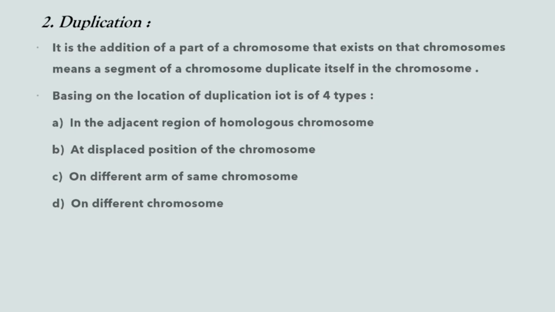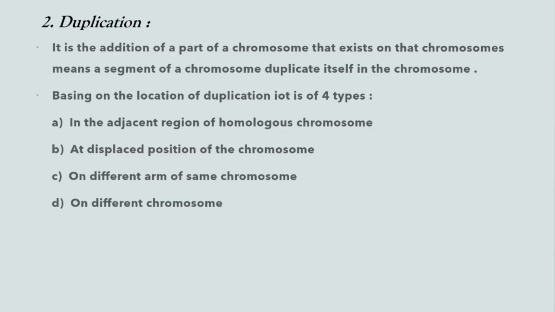Then duplication. This is the addition of a part of a chromosome that exists on the same chromosome. So basically, here a segment of a gene is present in the chromosome, and a duplicate part of the same segment will be present in the same chromosome. So the size will increase here, and it is called duplication. Based on the location of duplication, it is of 4 types.